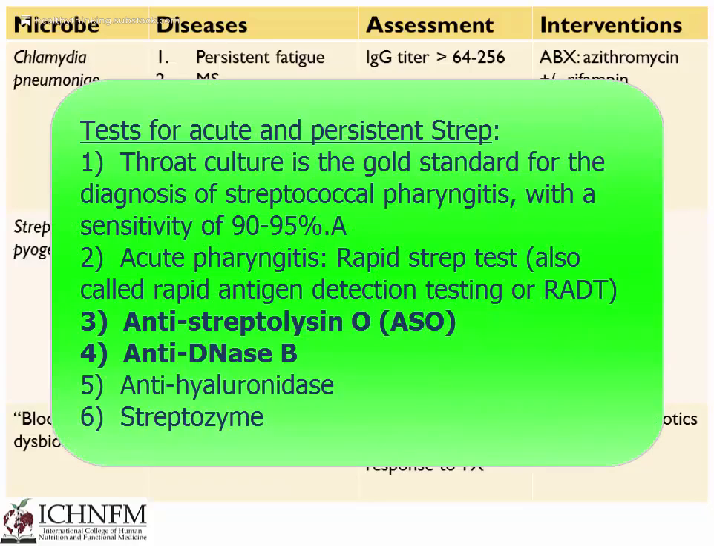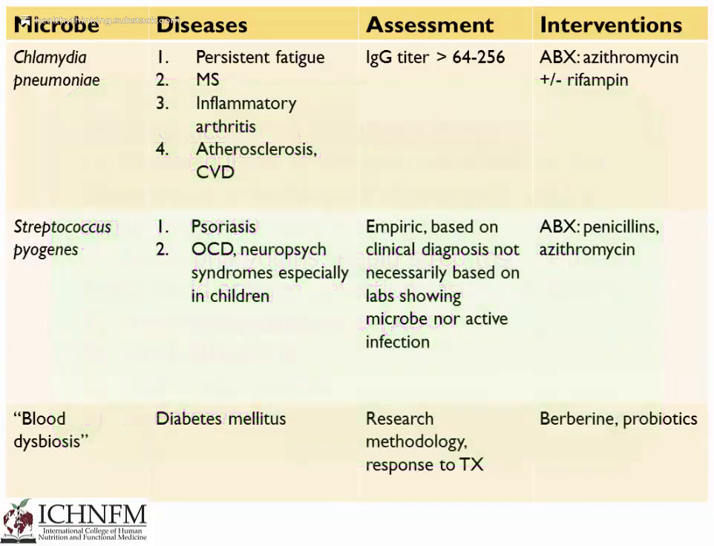Basically, we've got 3 or 4 good blood tests that we can do for Streptococcus pyogenes activity, but you'll see that some of the data using antibiotics, presumably targeting Streptococcus pyogenes, has been clearly empiric with no lab tests performed at all. Some of the antibiotics we can use against Streptococcus pyogenes include penicillins and, again, azithromycin.